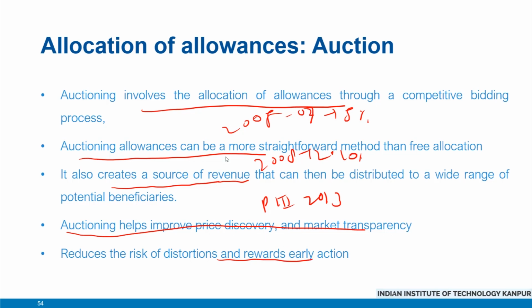So let's discuss some of these benefits and advantages. So first, this auctioning process will help reduce the potential for lobbying. Auctions can be administratively simpler than free allocation approaches, and they can reduce the opportunity for industry lobbying to support specific firms or sectors.